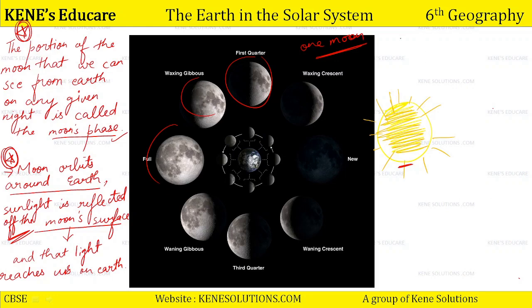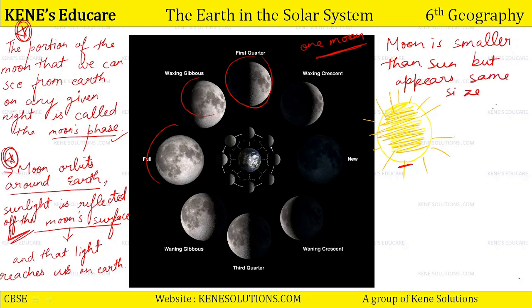So the main point is that the moon is smaller than the sun but appears the same size. Why? Because it's closer. Simple, because it's closer to earth.